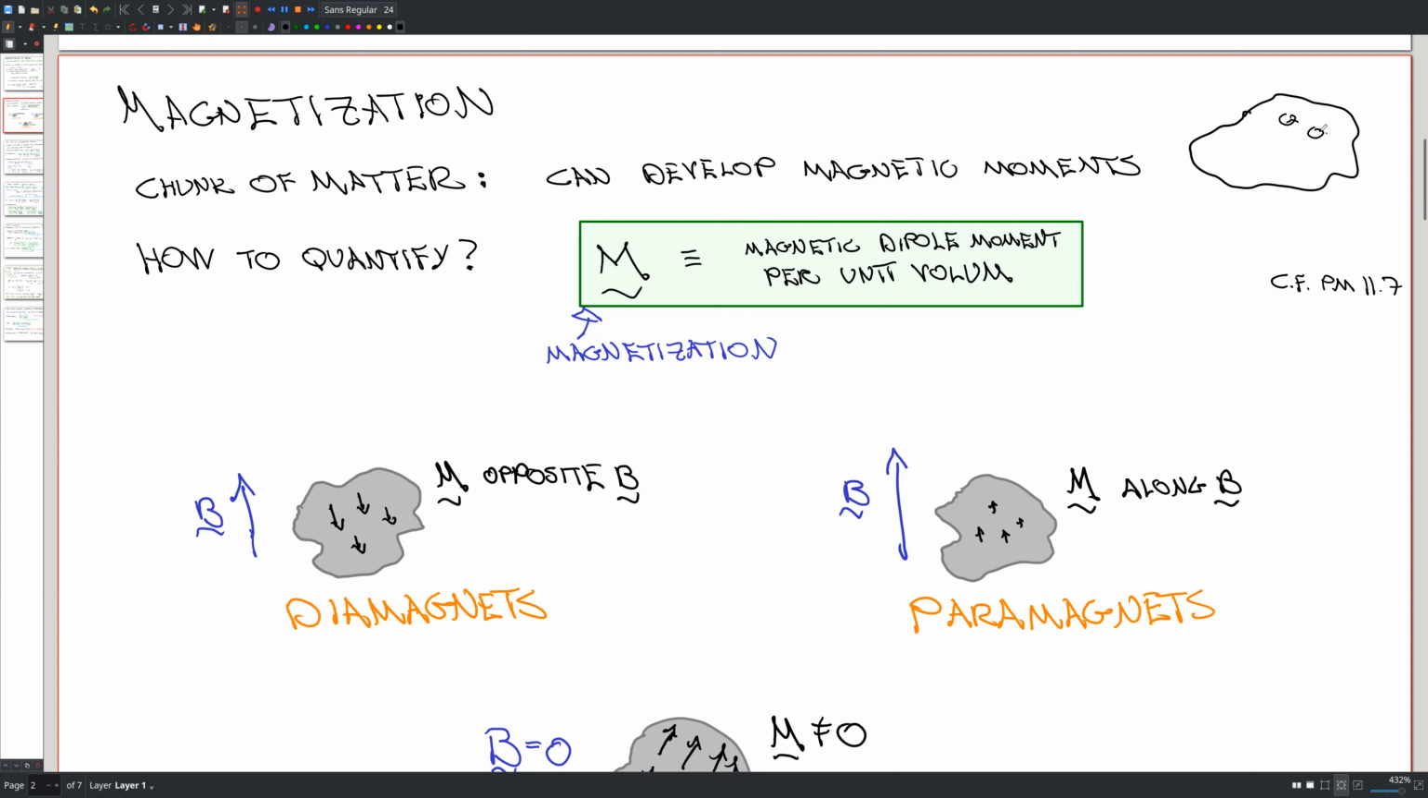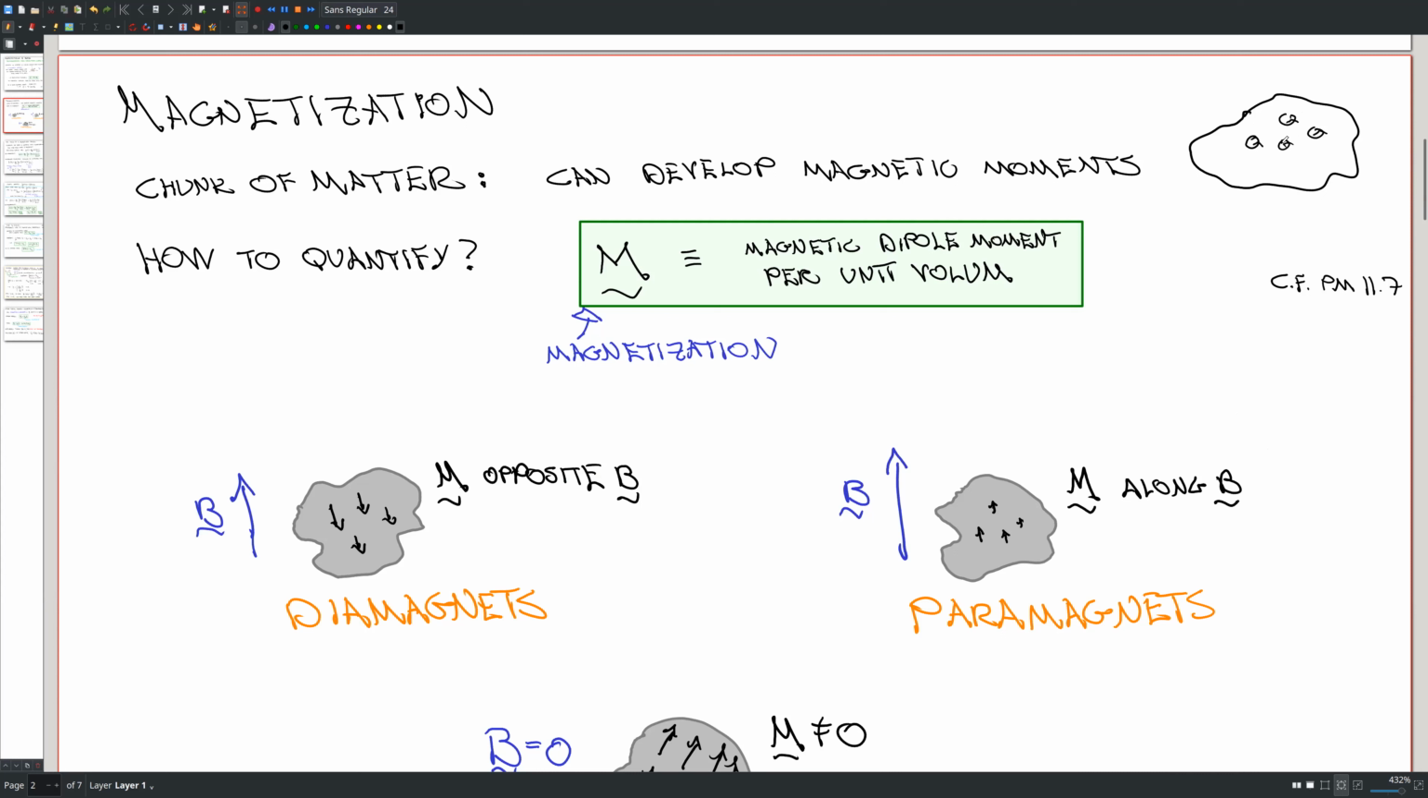Well, microscopically, you could imagine that the piece of matter just has lots and lots of little current loops. If I imagine just having a little chunk of matter like this, it could have tiny currents going in little loops here and there all over the place. And each of these little things is meant to represent locally a magnetic dipole moment.